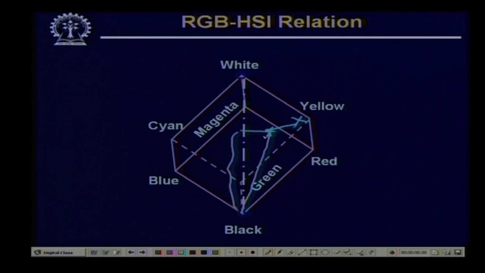And then you find the next component, that is the saturation. How can we compute it? So, this one tells us what the intensity is. Now, how can we compute the saturation? Because the line joining black and white, the intensity axis, any point on the intensity axis has only gray shades, this does not have any color component.